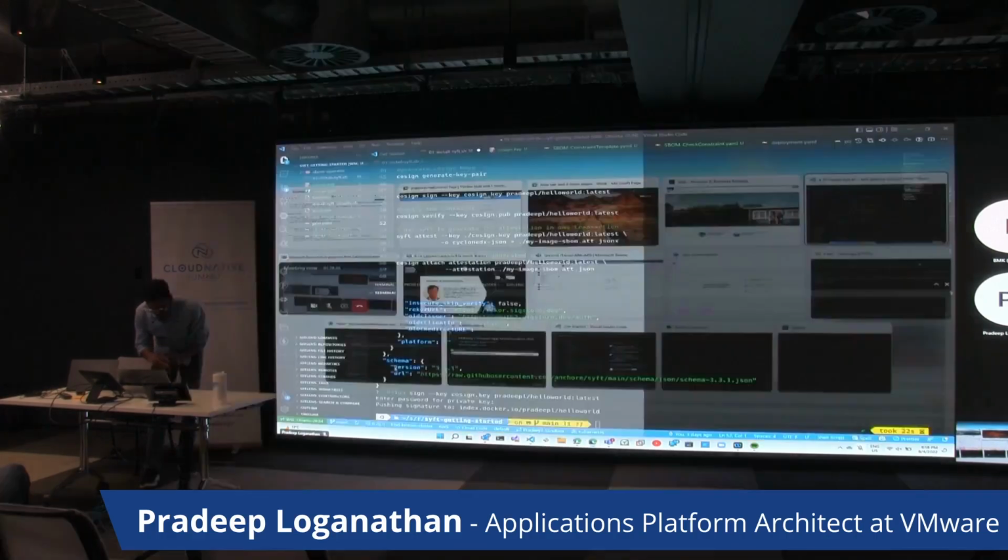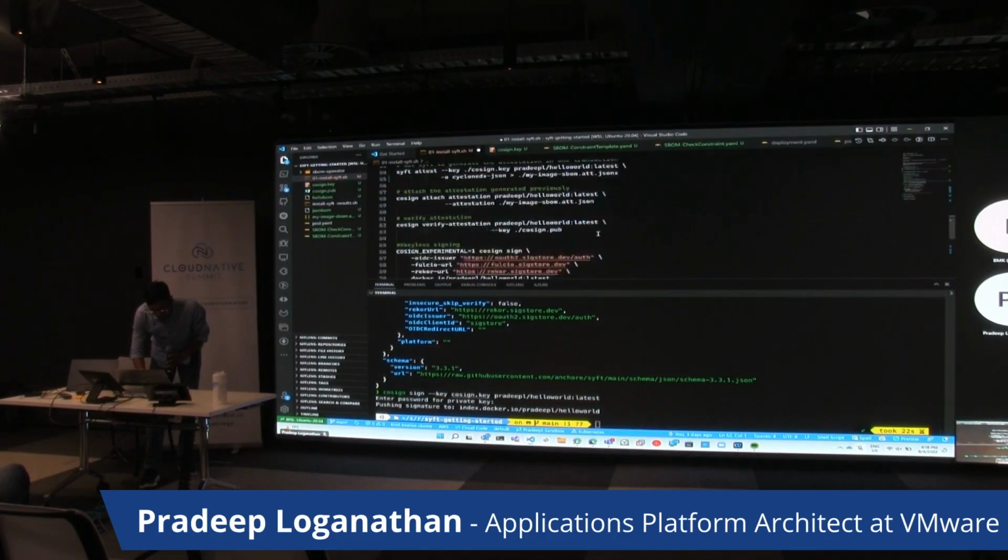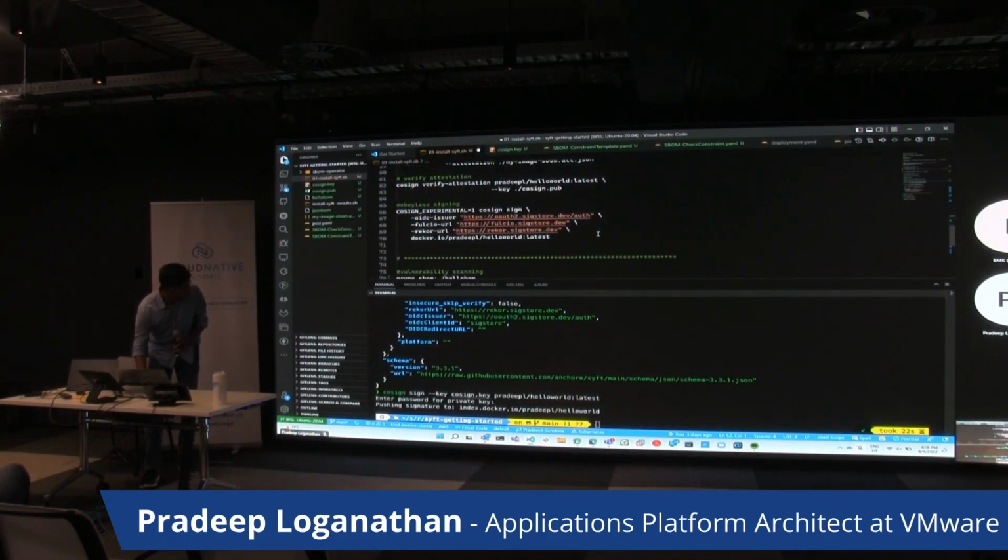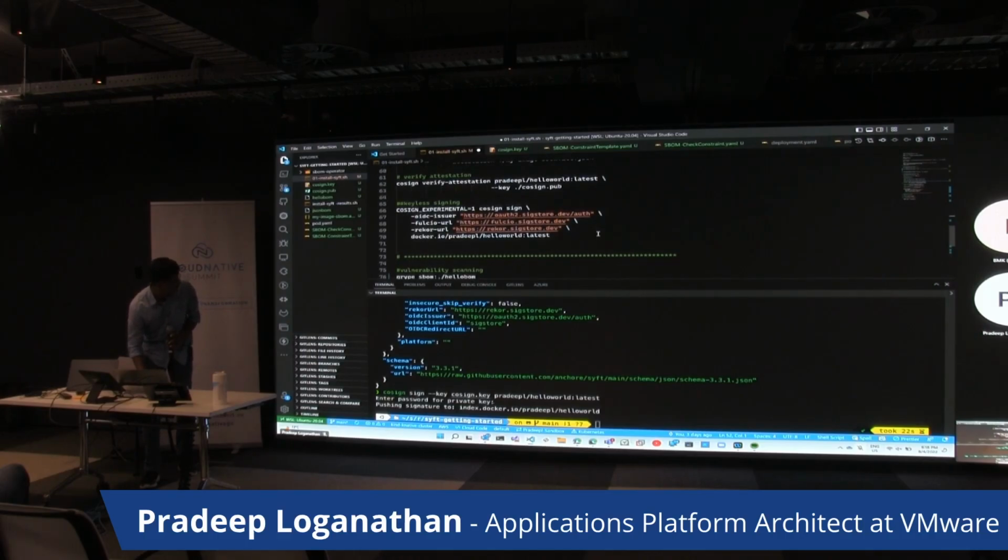What else? Cosign also has an experimental mode, wherein a bunch of other open source tools are working in the background. There is another open source tool called Fulcio, and there is Rekor. Fulcio is similar to Let's Encrypt, wherein Fulcio gives you root CA certificates so that you can sign your software packages, and there is a verified line of trust across your software packages.